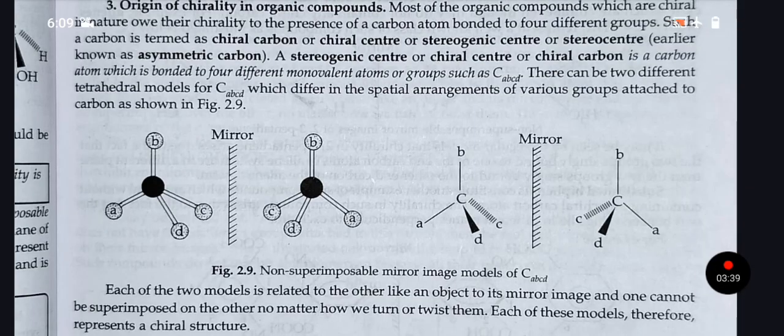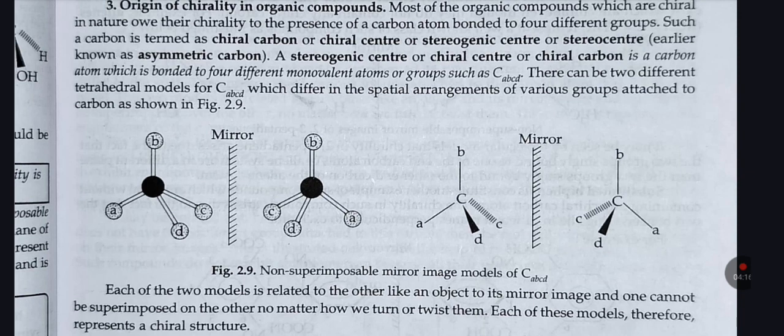Third, origin of chirality in organic compounds. Most of the organic compounds which are chiral in nature owe their chirality to the presence of a carbon atom bonded to four different groups. Such a carbon is termed a chiral carbon or chiral center or stereogenic center or stereocenter, earlier known as asymmetric carbon. A stereogenic center is a carbon atom which is bonded to four different monovalent atoms or groups, such as CABCD.